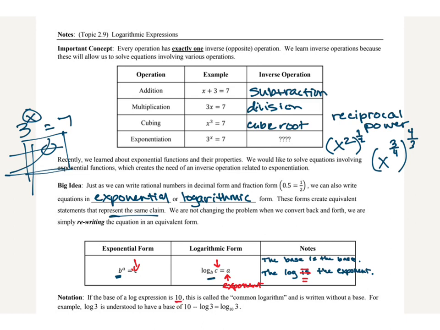All right, so it says if the base of a log expression is 10, this is called the common log, and it's written without a base. So, for example, log of 3 is understood to have a base of 10. So the way that you could write that is to say log base 10 of 3, or you could just call it log 3. Everybody remember that? Okay, that's the common logarithm. You read it as log base 10 of 3. Those are the words that you would say here.